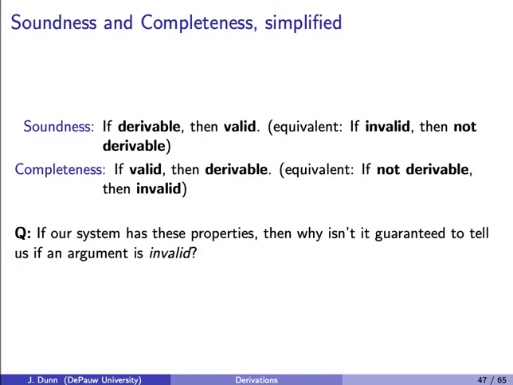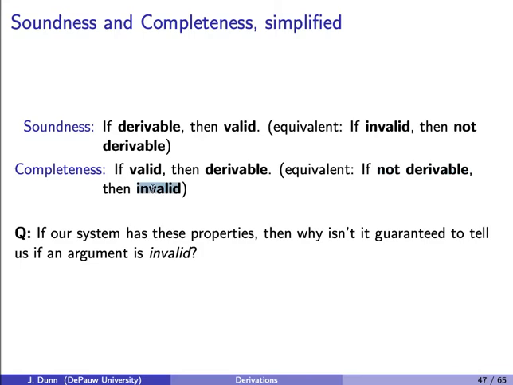Now, if our system has these properties, and it does, it's sound and complete, you might wonder why it isn't guaranteed to tell us if an argument is invalid. That is, we can't use our system to definitively establish invalidity, although we can use it to establish validity. And you might think, well, look, couldn't we use the completeness of our system to establish invalidity in this way? Completeness says if it's valid, then it's derivable, which means if it's not derivable, then the argument's invalid. So couldn't we look and see, hey, if we can't derive an argument, doesn't that show us for certain that it must be invalid?